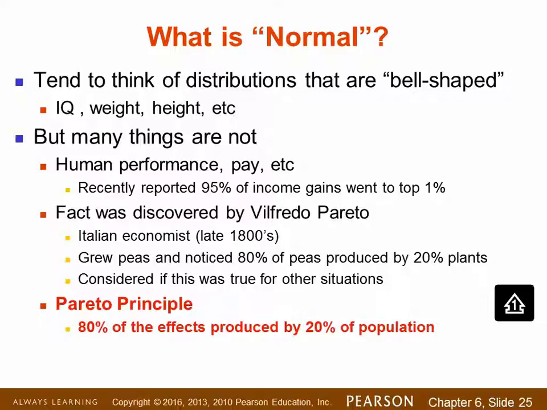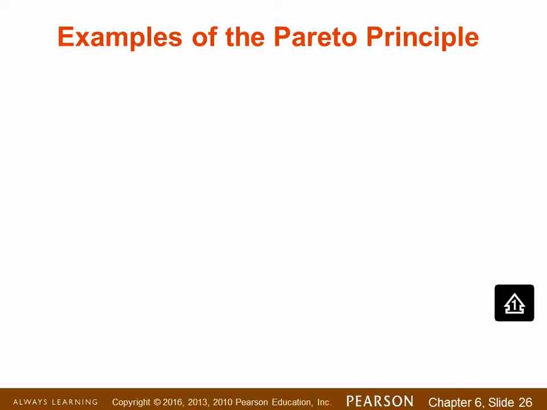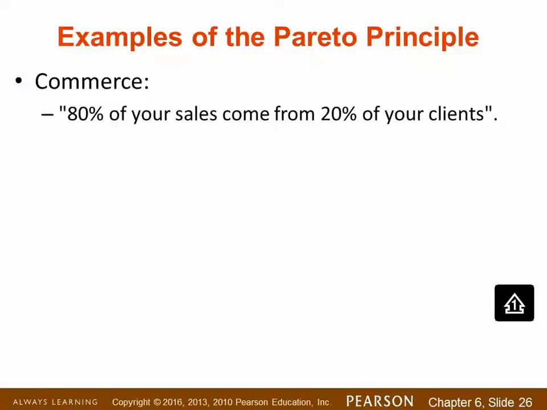People call this the Pareto principle. This is a big thing in finance and business. It basically says 80% of the effects are produced by 20% of the people in the population. You can argue about the disparity, but income's always going to be unequal. This is just a fact of economics. So let me show you where this comes into play. In commerce, people say that 80% of your sales come from 20% of your clients. That's one example of the Pareto principle.